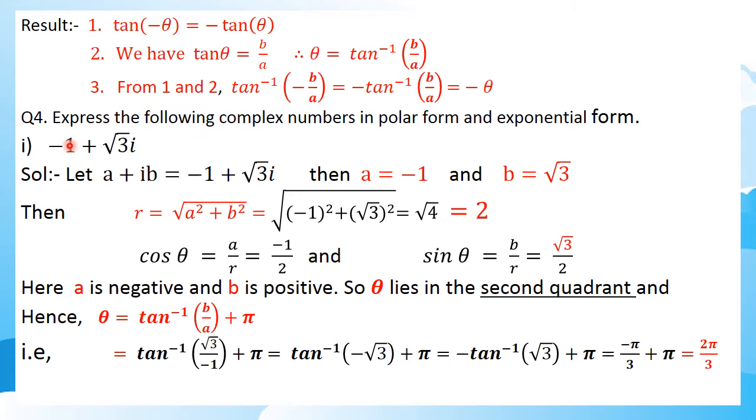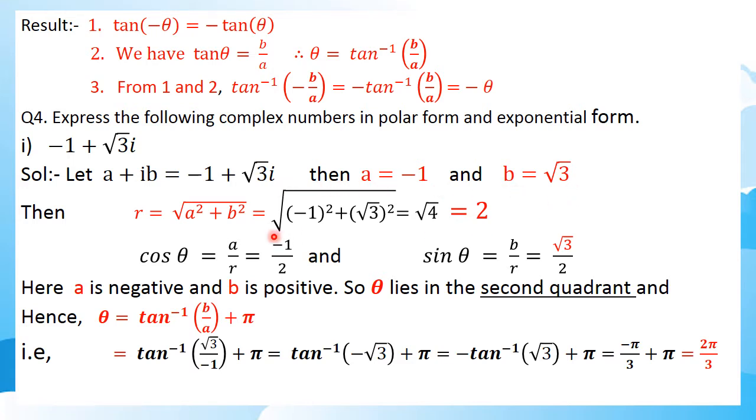Question number 4, express the following complex numbers in polar form and exponential form. So, given complex number, first question, minus 1 plus root 3i. Let a plus ib is equal to minus 1 plus root 3i, then a is equal to minus 1 and b is equal to root 3.